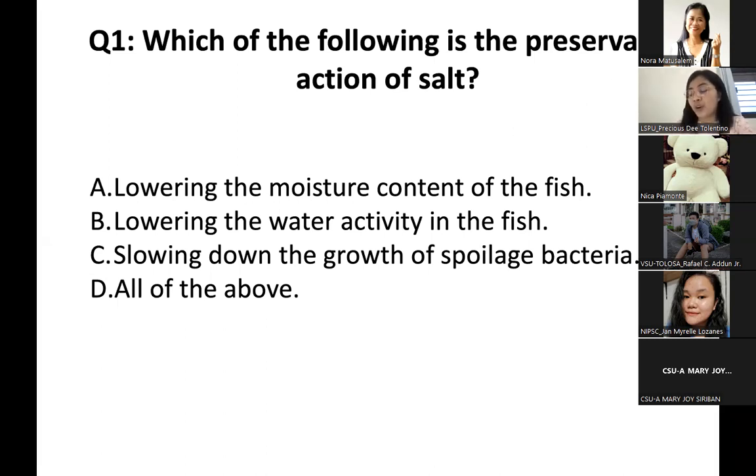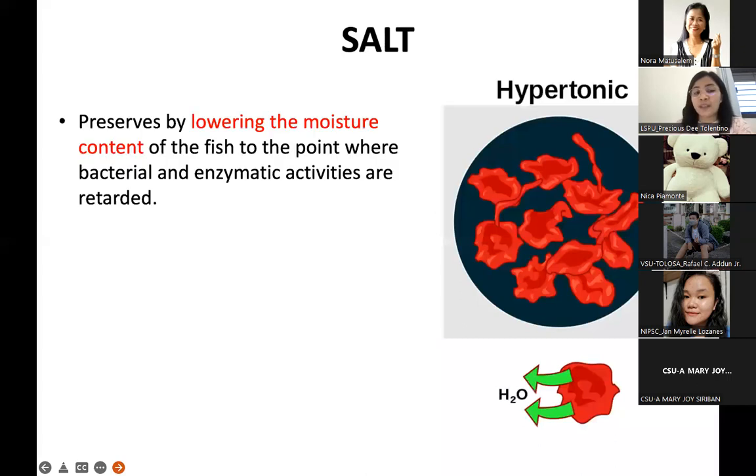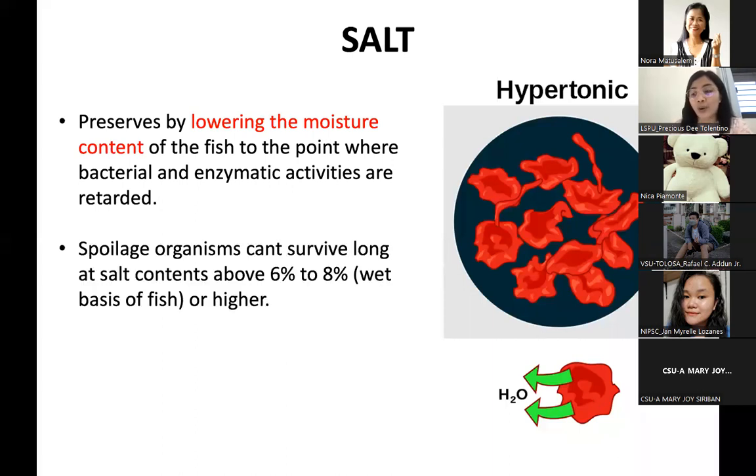Okay, most of you or all of you pala answered letter D. So that is correct. Very good. So the correct answer is letter D. So as we all know, salt preserves by lowering the moisture content of the fish. So yung kanyang reaction is hypertonic. Ibig sabihin, nilileach out niya or nilalabas niya yung water content outside the cell. So when this happens, of course, if nalilesen yung water content inside the cell, spoilage organisms can survive long at salt condition above 6% to 8% or higher.